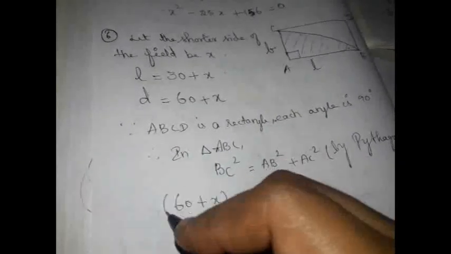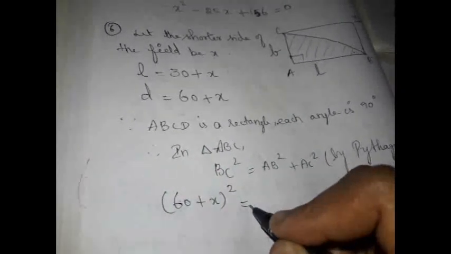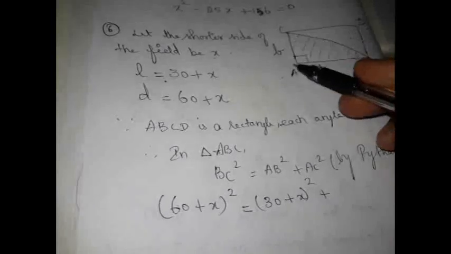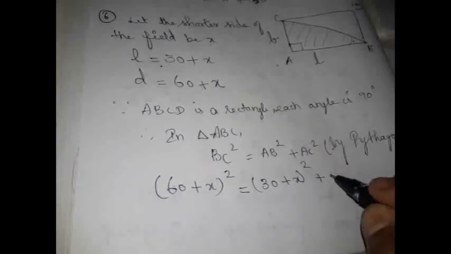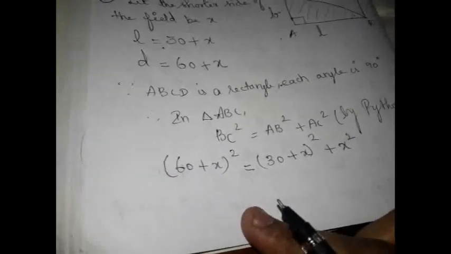By Pythagoras theorem, right? Now what is BC? BC is nothing but your diagonal. What is your diagonal? 60 plus x the whole square, which is equal to, what is your AB? AB is your longer side, which is 30 plus x. So 30 plus x the whole square plus AC is your shorter side, which we have assumed as x, so x square, right? Now simplify this and get your quadratic equation.